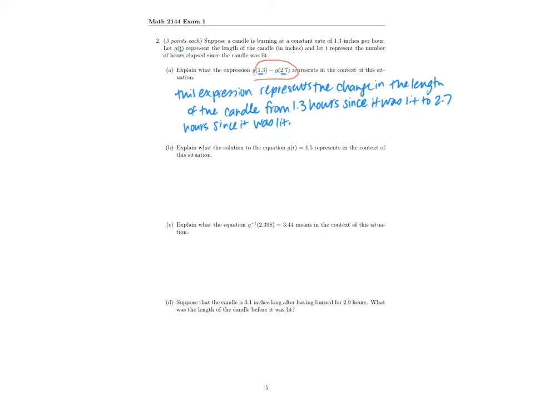And actually, it's not quite that, because notice here we're doing G of 1.3 minus G of 2.7. So this is going to be a positive number because it's going to be higher. G of 1.3 will be greater than G of 2.7. So this is actually the absolute value of that. So it's the absolute value of the change in the length. So we'll just kind of put that to the side.